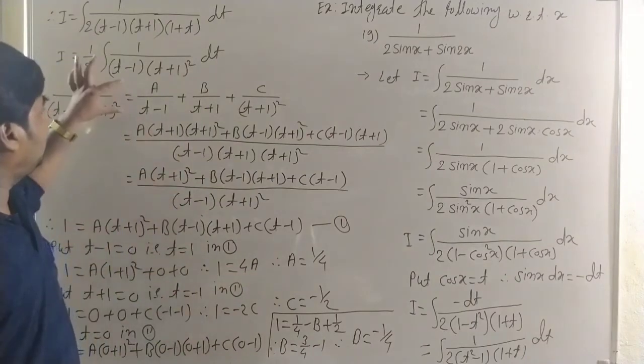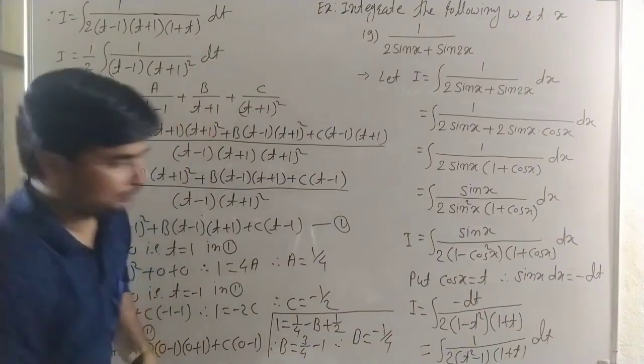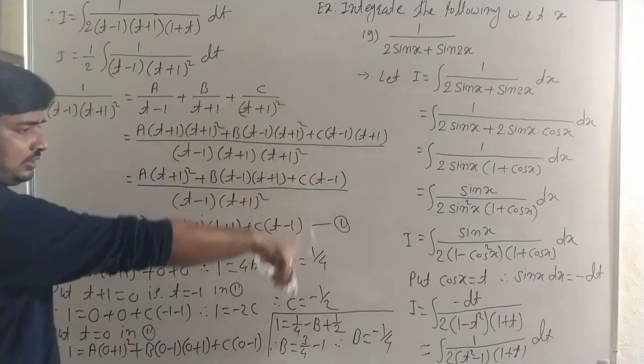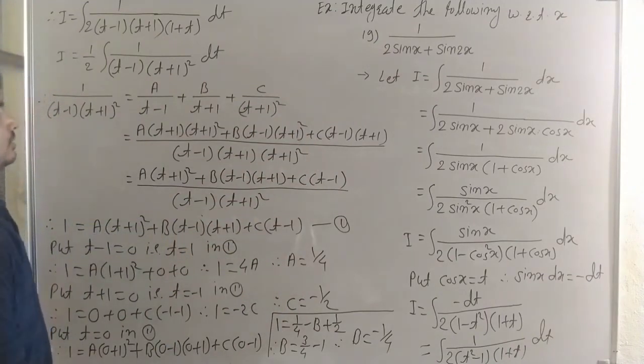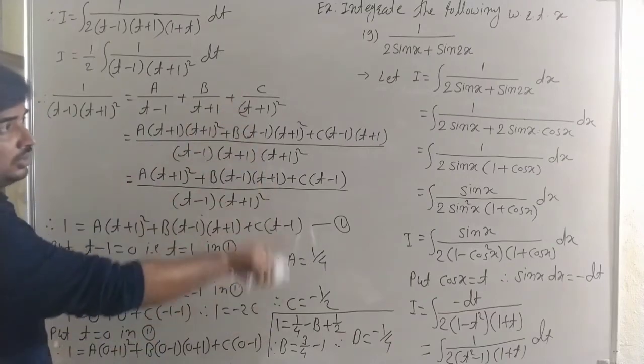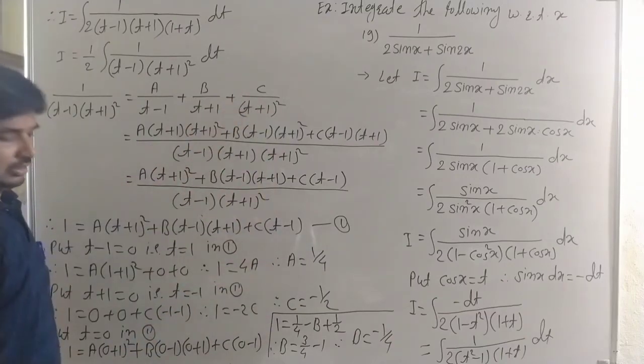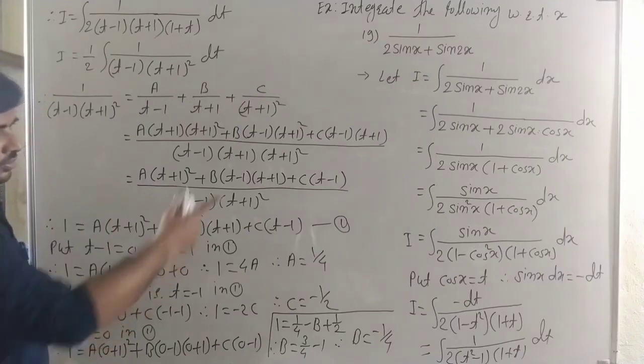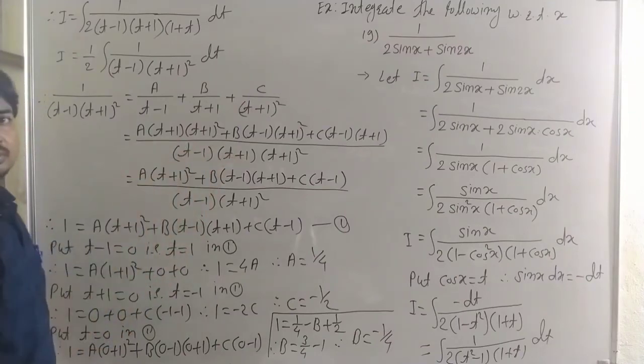Now put all the values in this relation. See carefully, a, b and c. We can erase this and write down this.